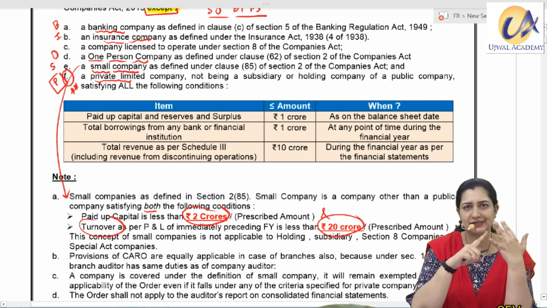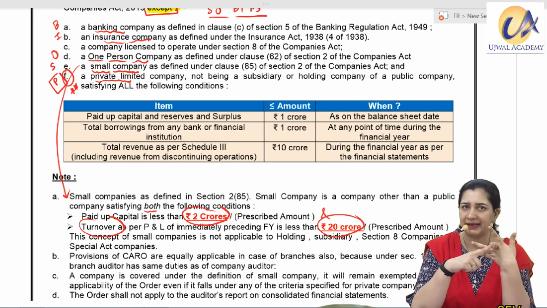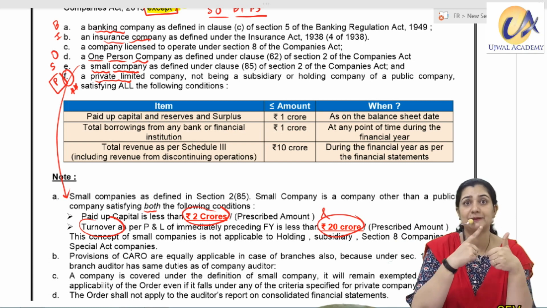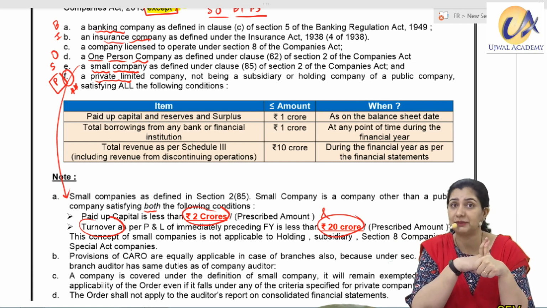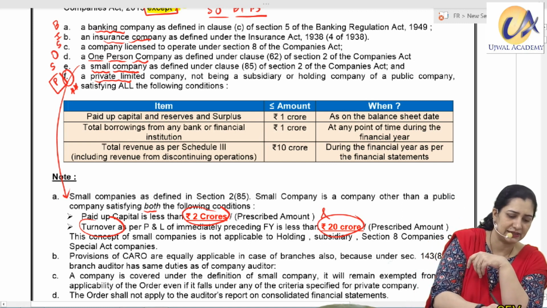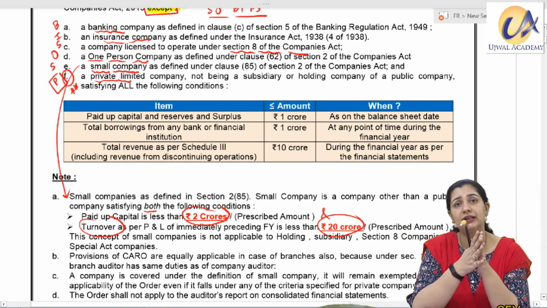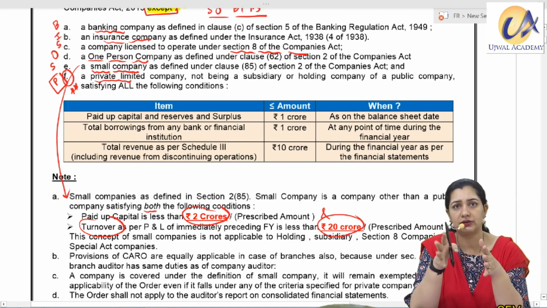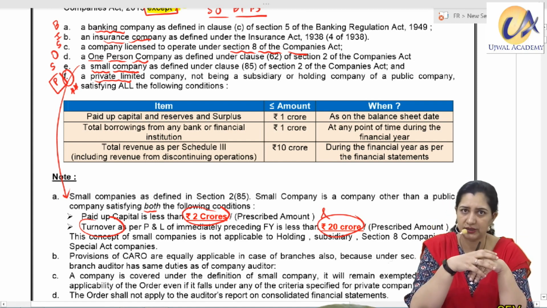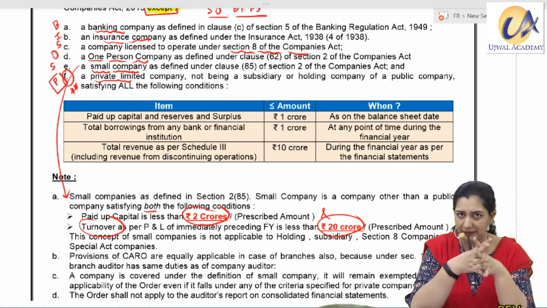So S, that is small company. We have got OPC, banking companies, insurance companies, private companies satisfying some conditions. And last S, section 8 companies. Section 8 companies are which? Non-profit making organizations, right? So those non-profit organizations also are exempt from Karo reporting. So these are the 6 companies to which Karo does not apply.